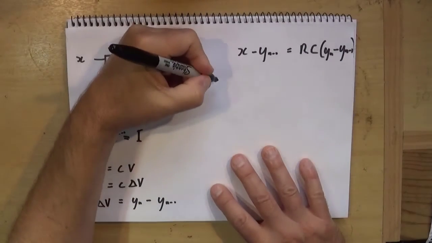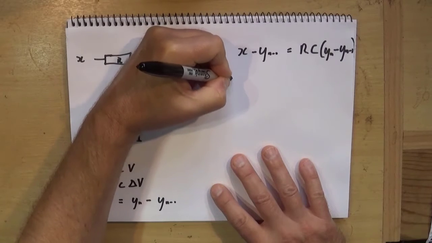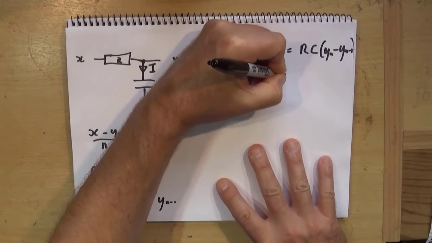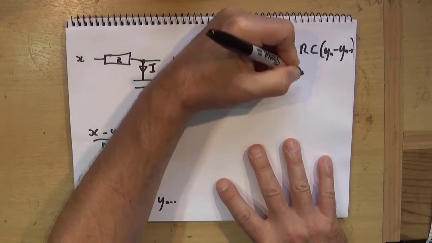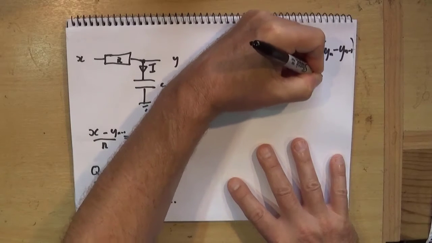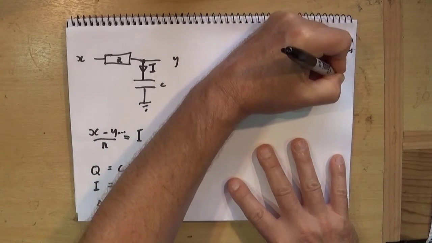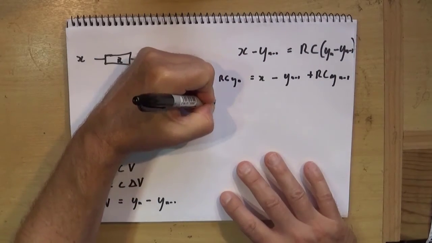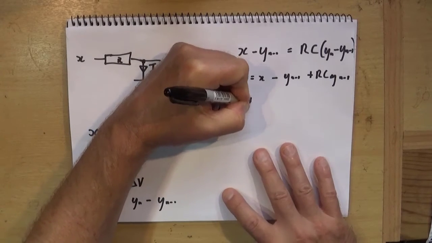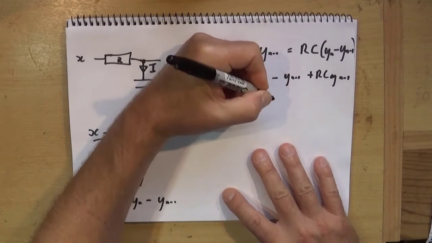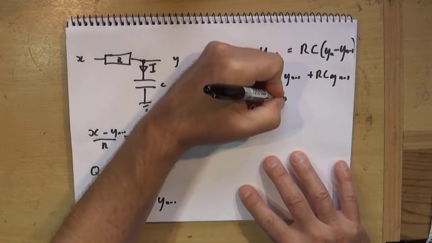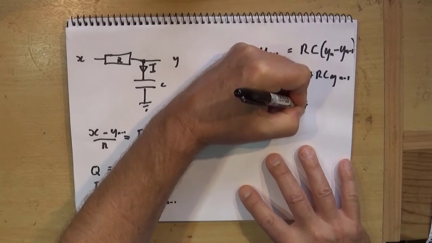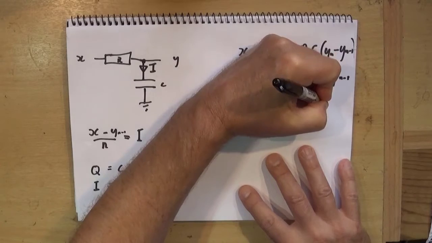Let's rearrange this. We get RC Yn equals X minus Yn minus 1 plus RC Yn minus 1. We can divide by RC throughout and we get Yn equals 1 over RC times X plus (1 minus 1 over RC) times Yn minus 1.